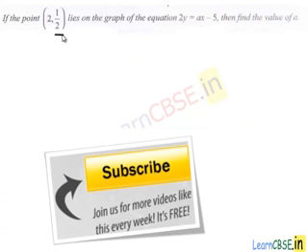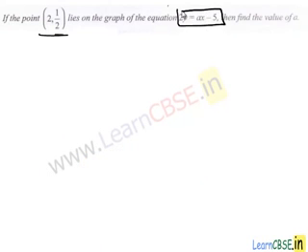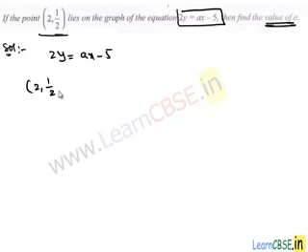Here, if the point 2, 1 upon 2 lies on the graph of the equation 2y is equal to ax minus y, we have to find the value of unknown a. Let's work out the problem. Here the given equation is 2y is equal to ax minus y and 2, 1 upon 2 lies on the graph, that is 2, 1 upon 2 is a solution of this equation. So for these values of x and y, the given equation is true.